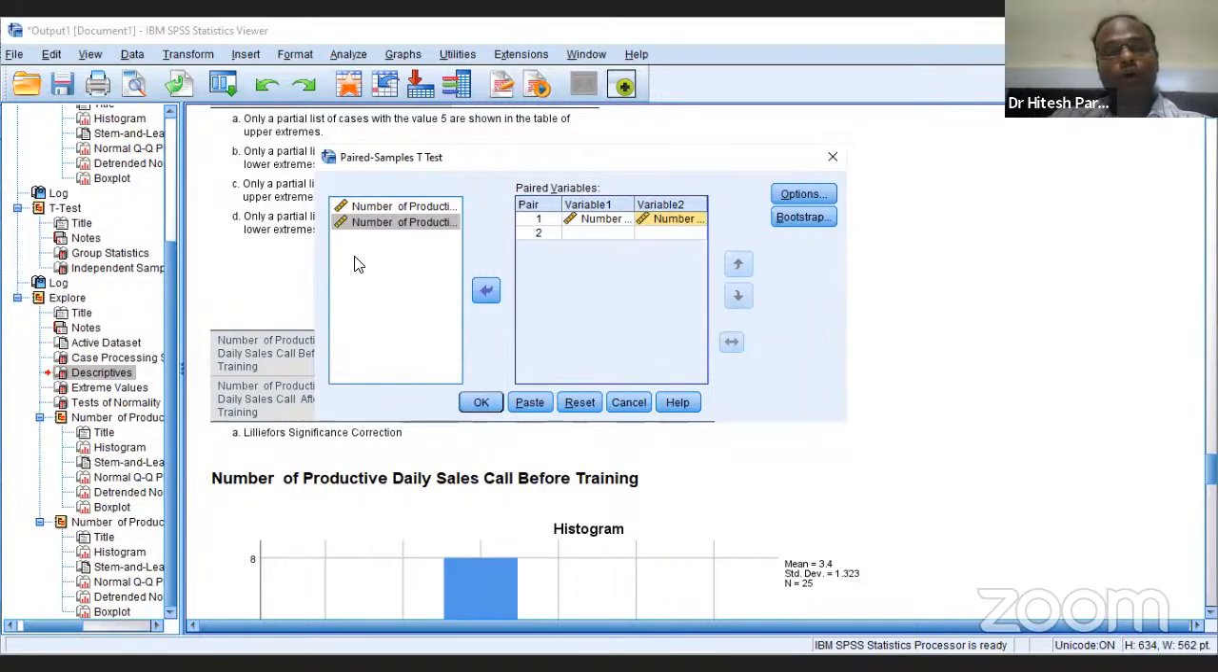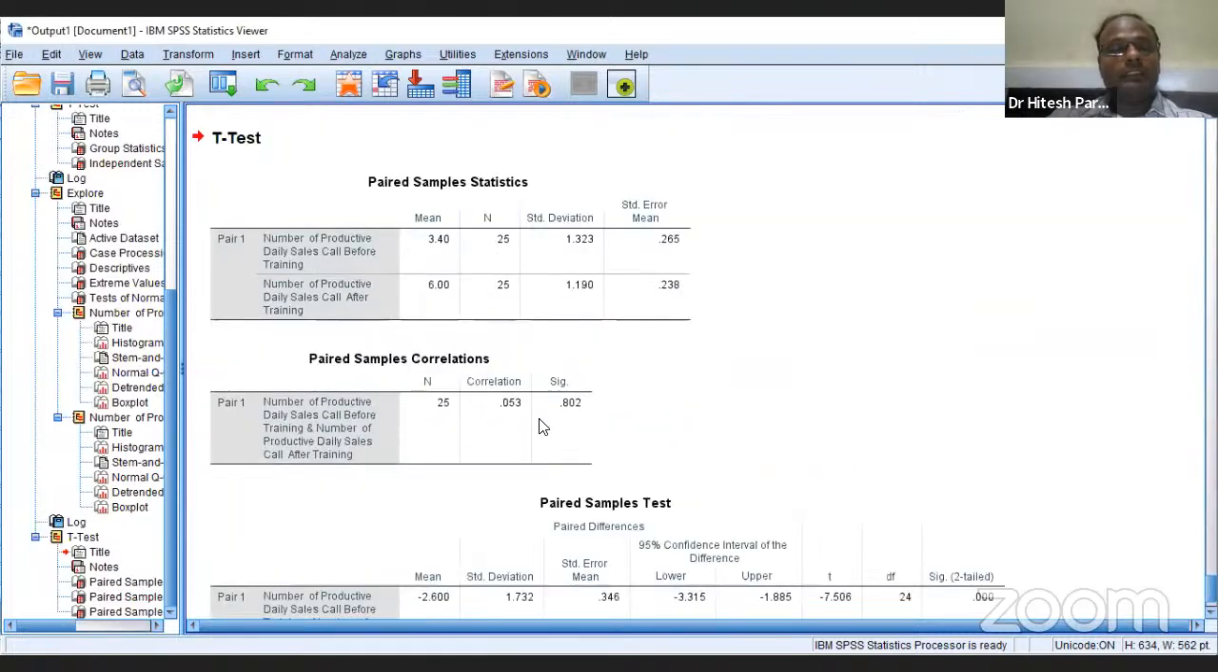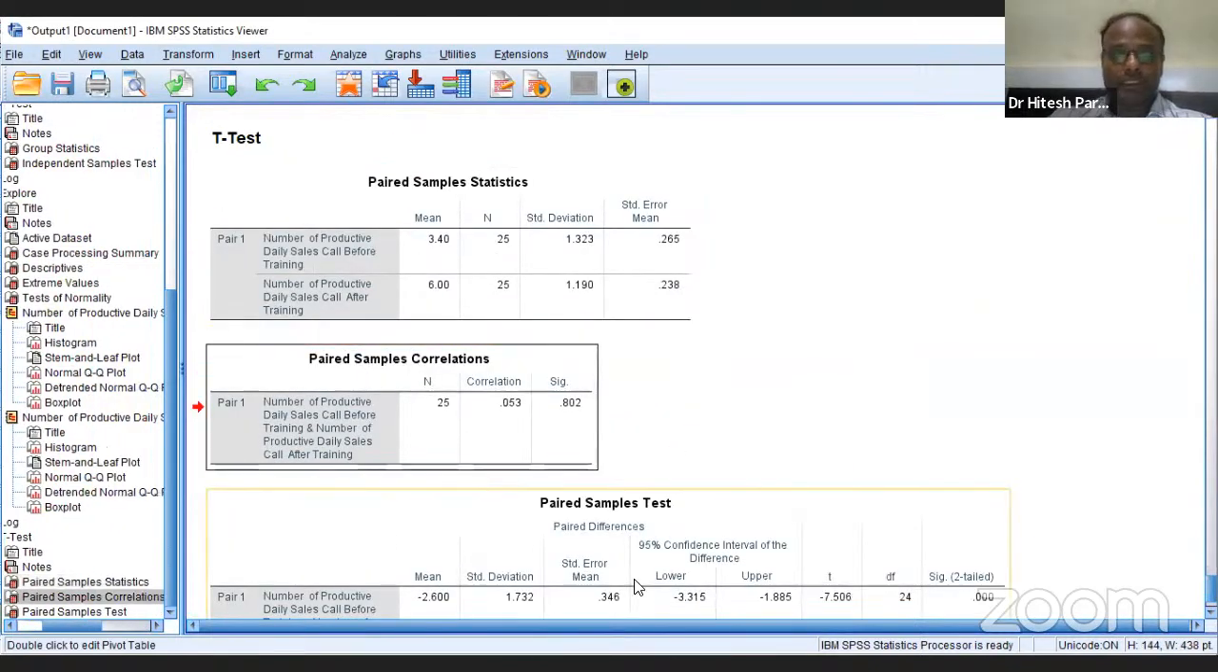Suppose you have more pairs, then you can just select and the pair will automatically be added. Right, at present only 2 pairs are visible, but as soon as you enter the second pair, the third will also be visible, then the fourth. Like that, SPSS will automatically adjust. We need to just click OK, and this is the result of the paired sample t-test. Any difficulty in obtaining the result? Did you get the result?